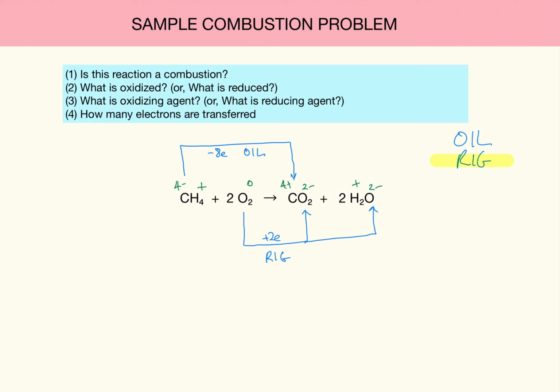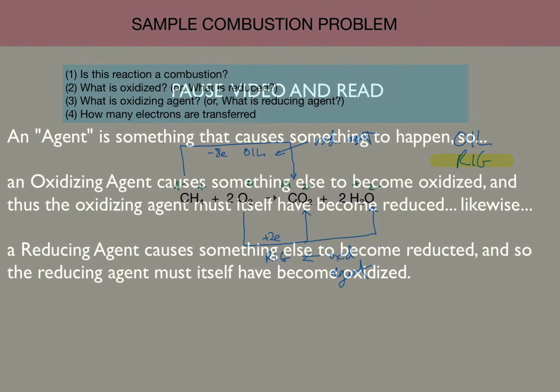So what was the oxidizing agent? An oxidizing agent causes something else to be oxidized, so it itself must have been reduced. So we know then that oxygen was the oxidizing agent. And the reducing agent is the thing that was oxidized, so we know that methane was the reducing agent.